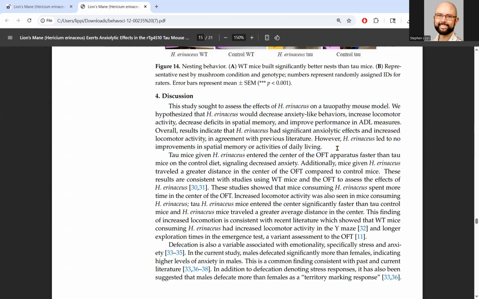So again, you just made your way through all the results, and this discussion just does a really good job at summarizing the key findings. Then we start going into the variables in a little bit more detail.